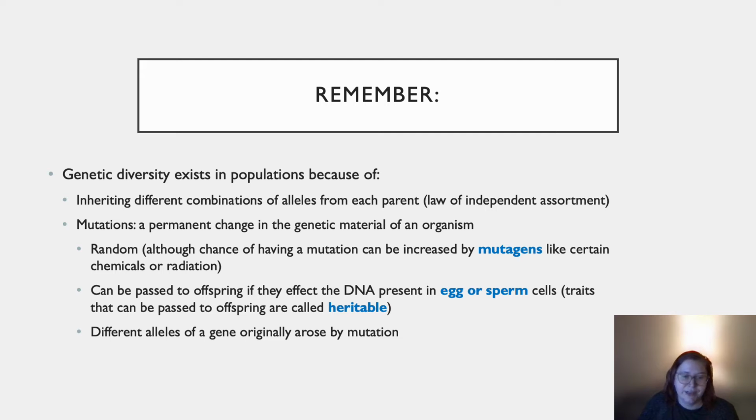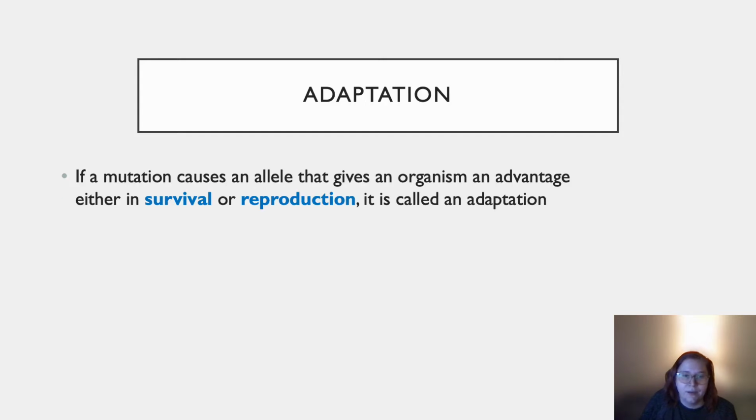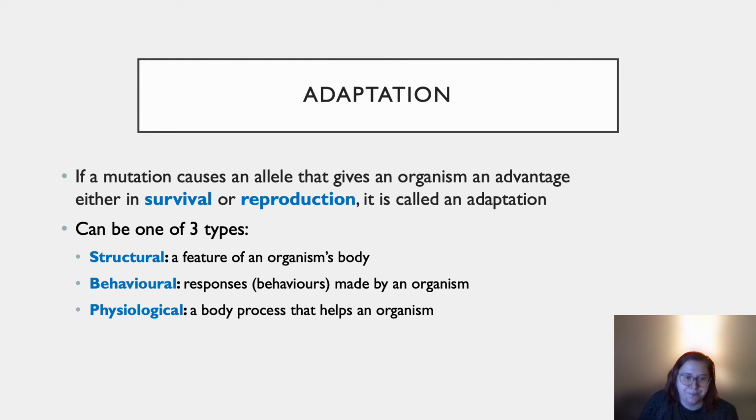Different alleles of a gene originally arose by mutation. So every difference we see between individuals of a species originally was a mutation. Adaptation is when a mutation causes an allele that gives an organism an advantage in either survival or reproduction. We can have three different types of adaptation.